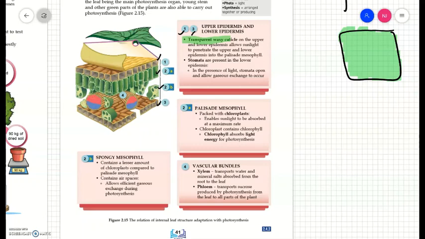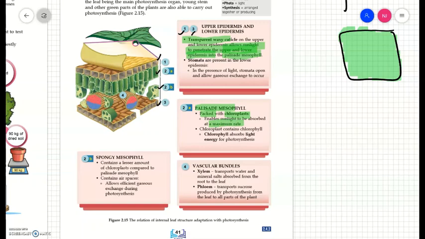Okay, so the upper epidermis and lower epidermis have a transparent waxy cuticle, so that it's easy for the sunlight. It allows the sunlight to penetrate the upper and lower epidermis into the palisade mesophyll. Where is the palisade mesophyll? Palisade mesophyll is right under the upper epidermis. Palisade ni it packs chloroplast tersusun. It is closely packed, tersusun rapat. Why does it need to be packed? Kenapa dia perlu rapat? It enables the sunlight to be absorbed at maximum rate.